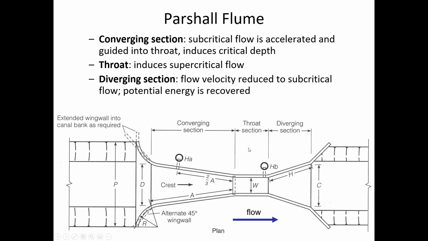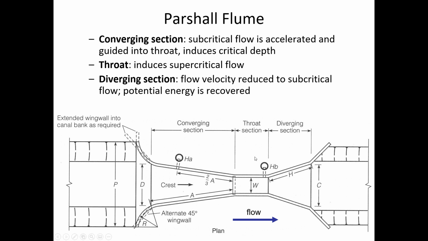The two spots that you would measure the depth of flow in the partial flume would be in the converging section. You'd measure the depth at location A, where the water is just starting to come together, and you can see that it's 1/3 of the way into the converging section, or 2/3 of the way before you get to that constant width throat section. And then towards the end of the throat section, you'd measure the depth again at location B.